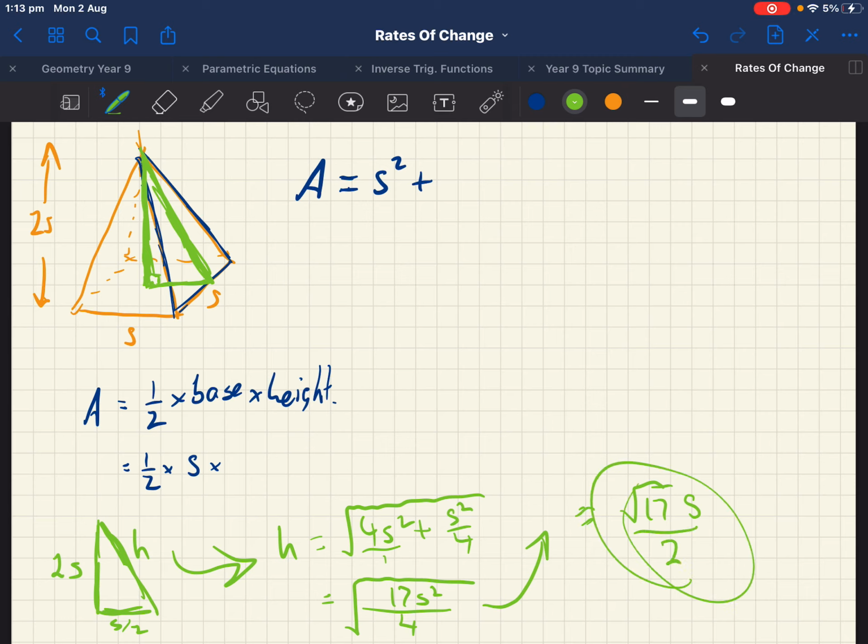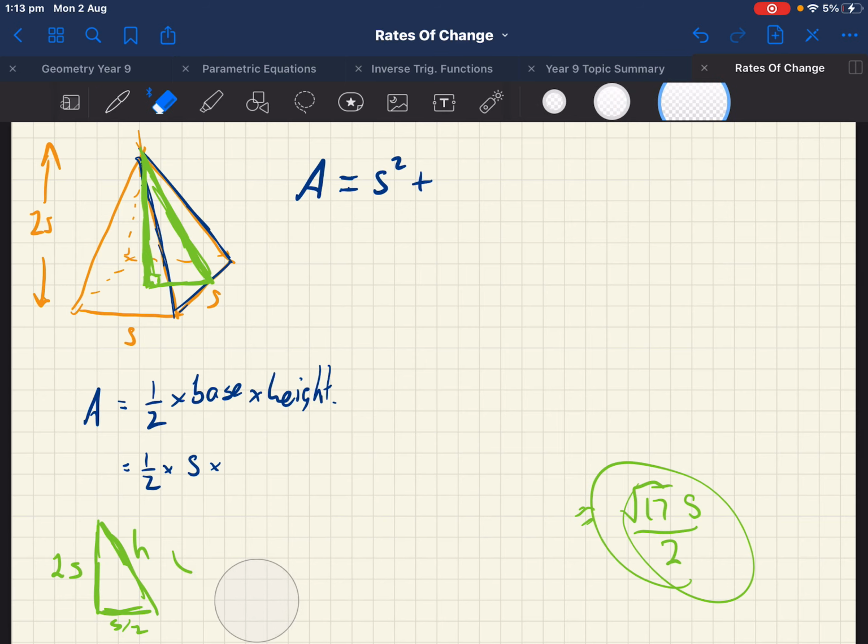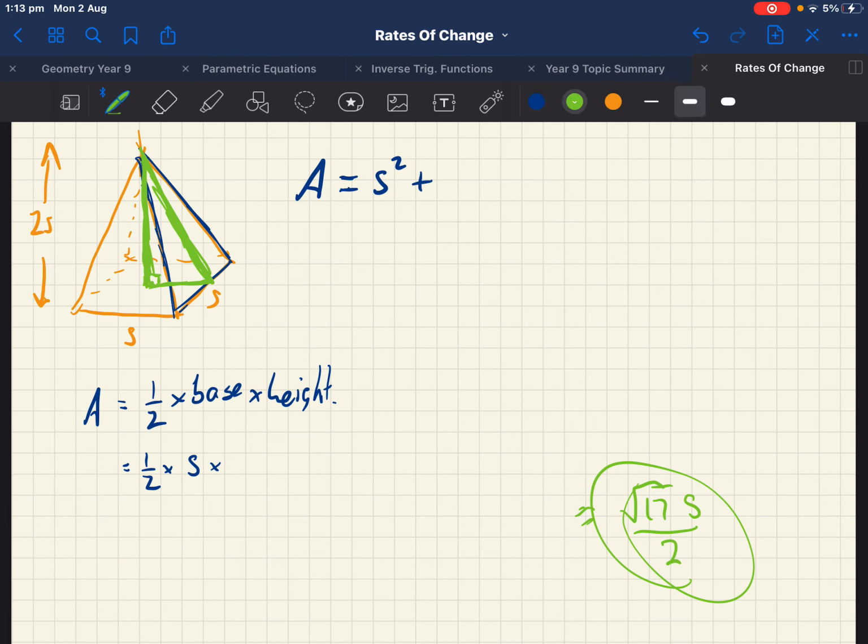Okay, this here is the height of just one of those triangles. I'm getting rid of all this. So the area of the triangle is a half times the base times the height, which is root 17s over 2. And so you end up with, in this case, s squared on 4 root 17. I'm going to write it this way. All right, so this is the area of just one of our triangles.